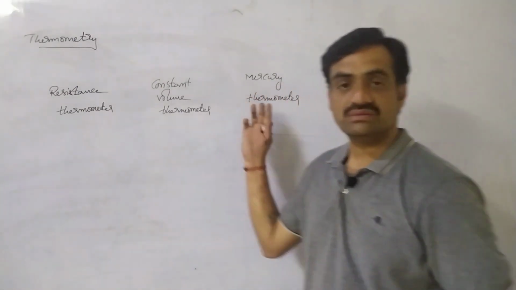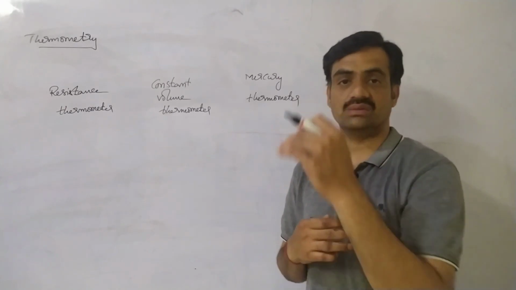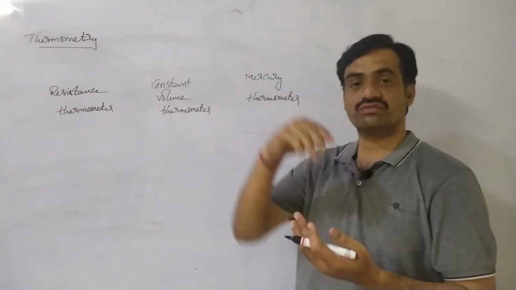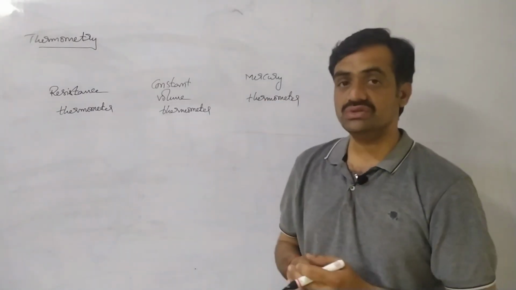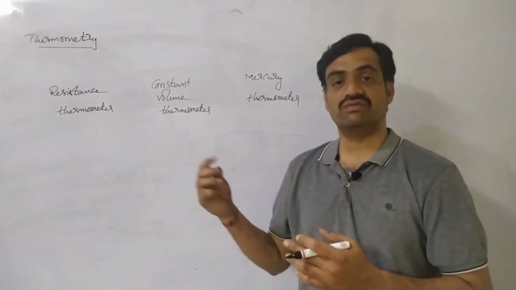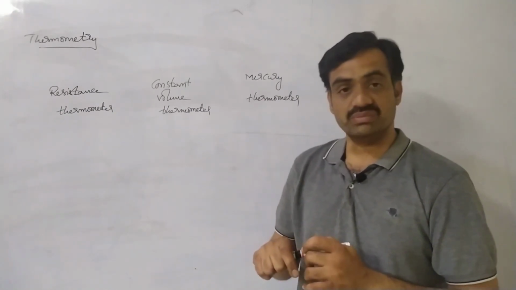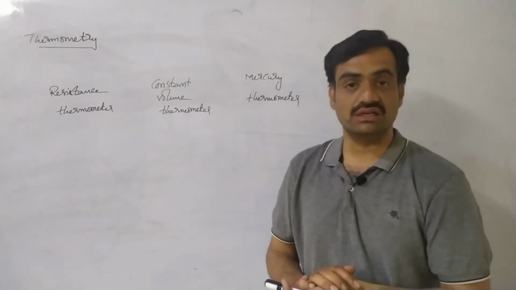Already we had discussed a mercury thermometer. Mercury thermometer is nothing but a liquid thermometer. Based on the expansion of volume, we represent the temperature, which we regularly see in hospitals as well as different places. Alcohol thermometer is also there, which is also represented based on the expansion of the liquid.